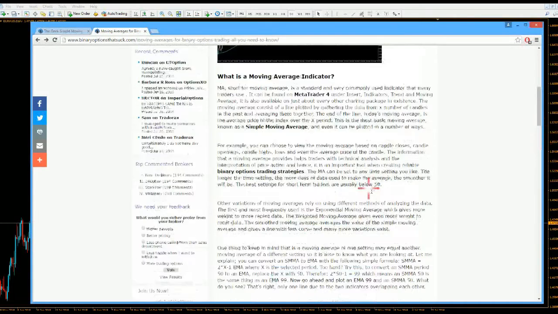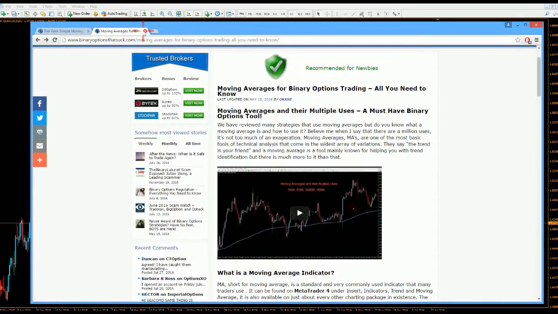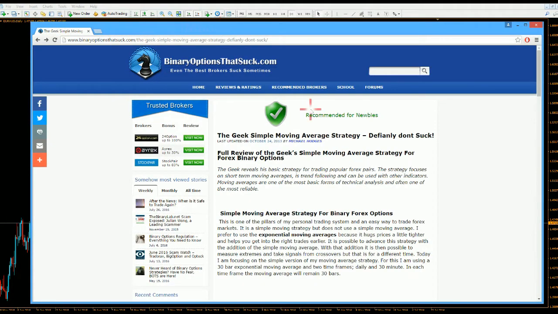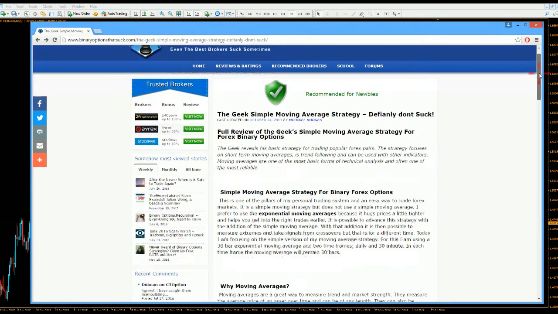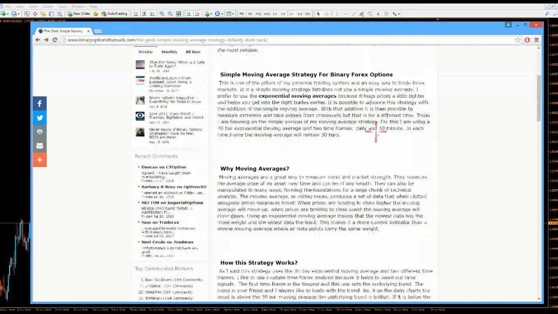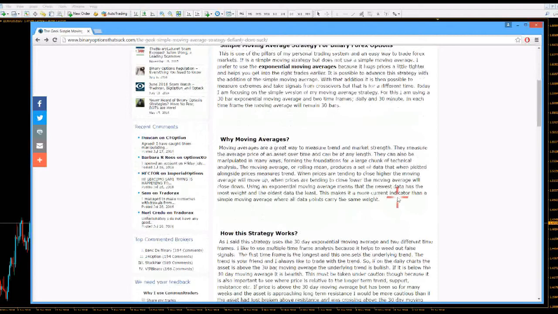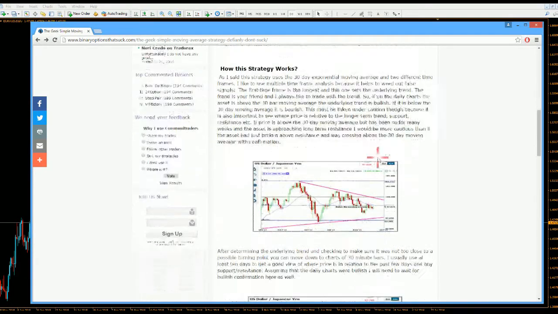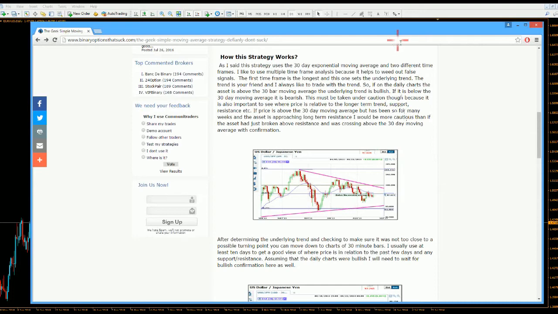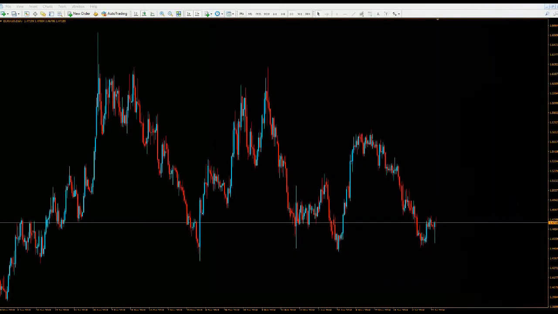So once you have done that, if you're not familiar with moving averages, once you have read the article, we can move on. Again, it's a simple strategy. It uses a period 30 exponential moving average, and we use only two time frames, a daily time frame and a 30-minute time frame. So we're looking at our charts, and let's check it out.